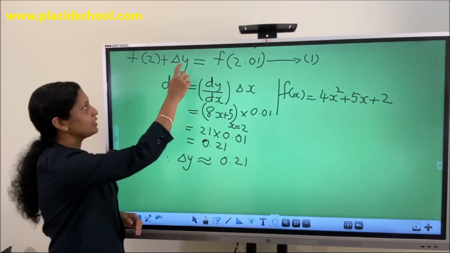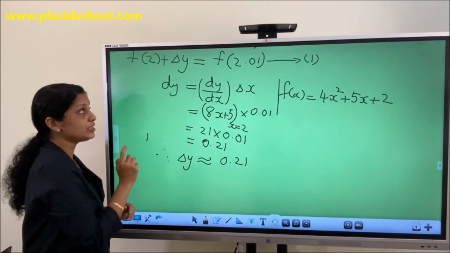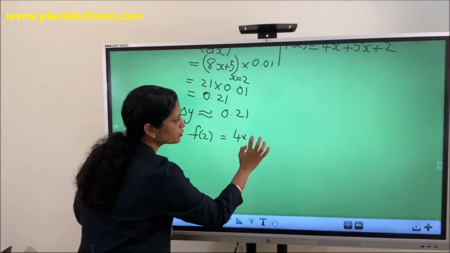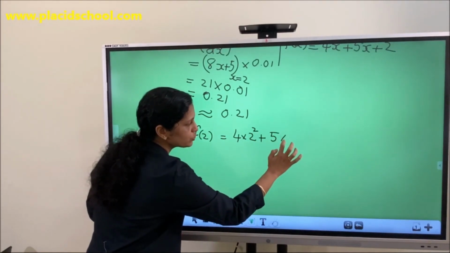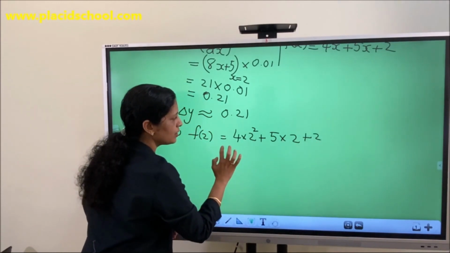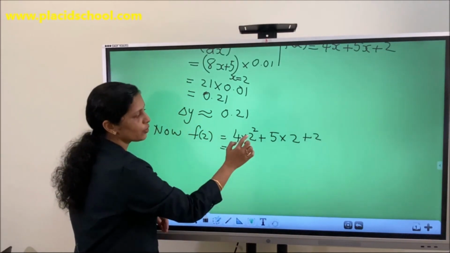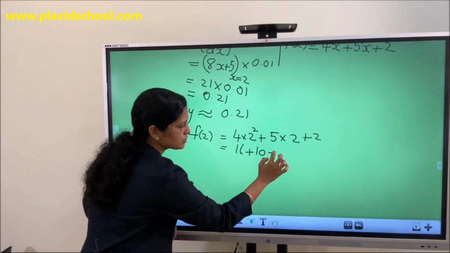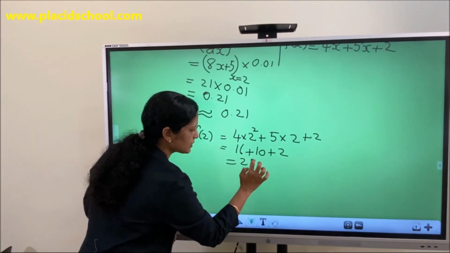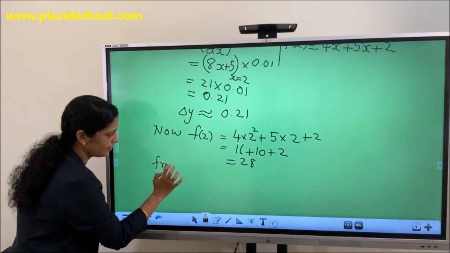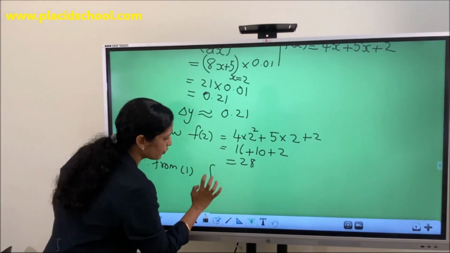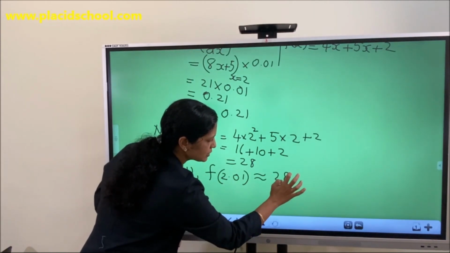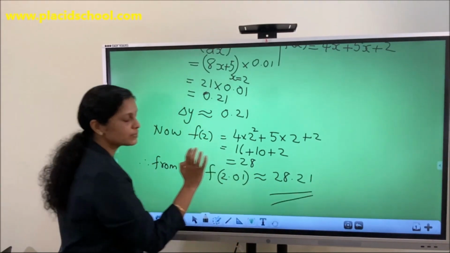Then one more thing, look at equation number 1. F of 2.01 is f of 2 plus delta y. Therefore, we need to find f of 2 also. Next, we are going to find f of 2, which is 4 into 2 square plus 5 into 2 plus 2. Look, 4 into 4, 16 plus 10 plus 2. It is 28. Therefore, from 1, the approximate value for f of 2.01 is 28.21. This is the answer.